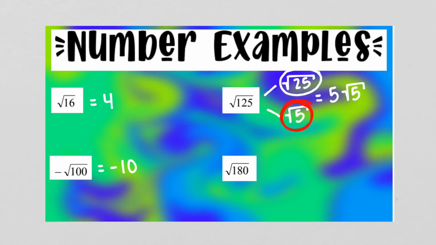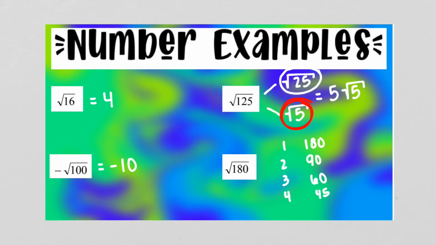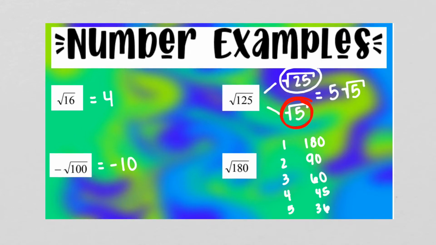So now for 180, I am going to show you how I kind of go through the process. I think about my factors. So I know for sure it's 1 and 180. I know it's 2 and 90. Then it is 3 and 60, 4 and 45, and then it is 5 and 36. Now you could keep going if you want, but I'm going to start here and work from here.